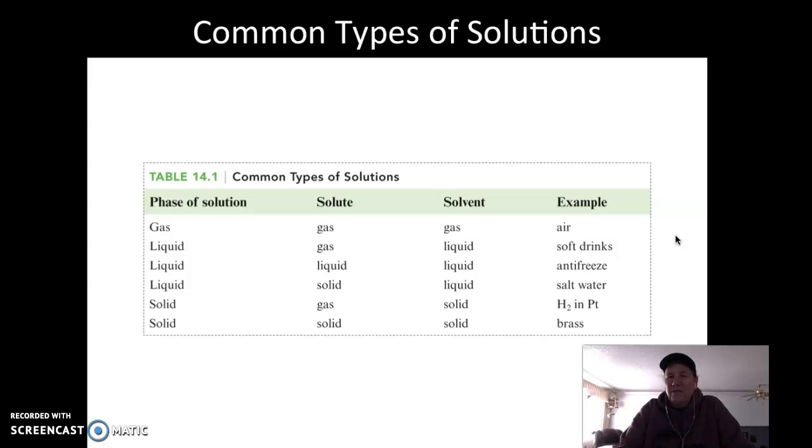Okay, here are common types of solutions. Two gases dissolved, you have air. A gas dissolved in a liquid, pop. A liquid dissolved in a liquid, like antifreeze, a mixture in your car. A solid dissolved in a liquid, salt water. You can have a gas dissolved in a solid, like hydrogen and platinum. It gives it like a coating on it. And you can have two solids dissolved. Those would be alloys like brass, stainless steel, things like that.